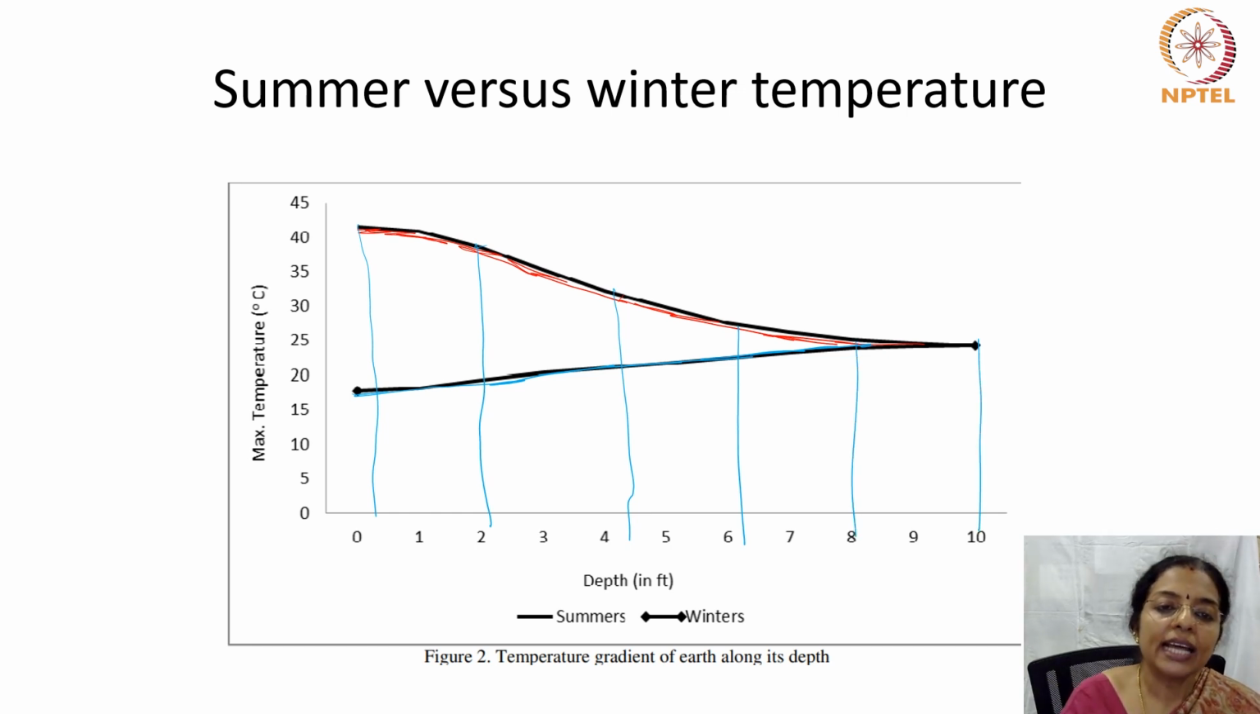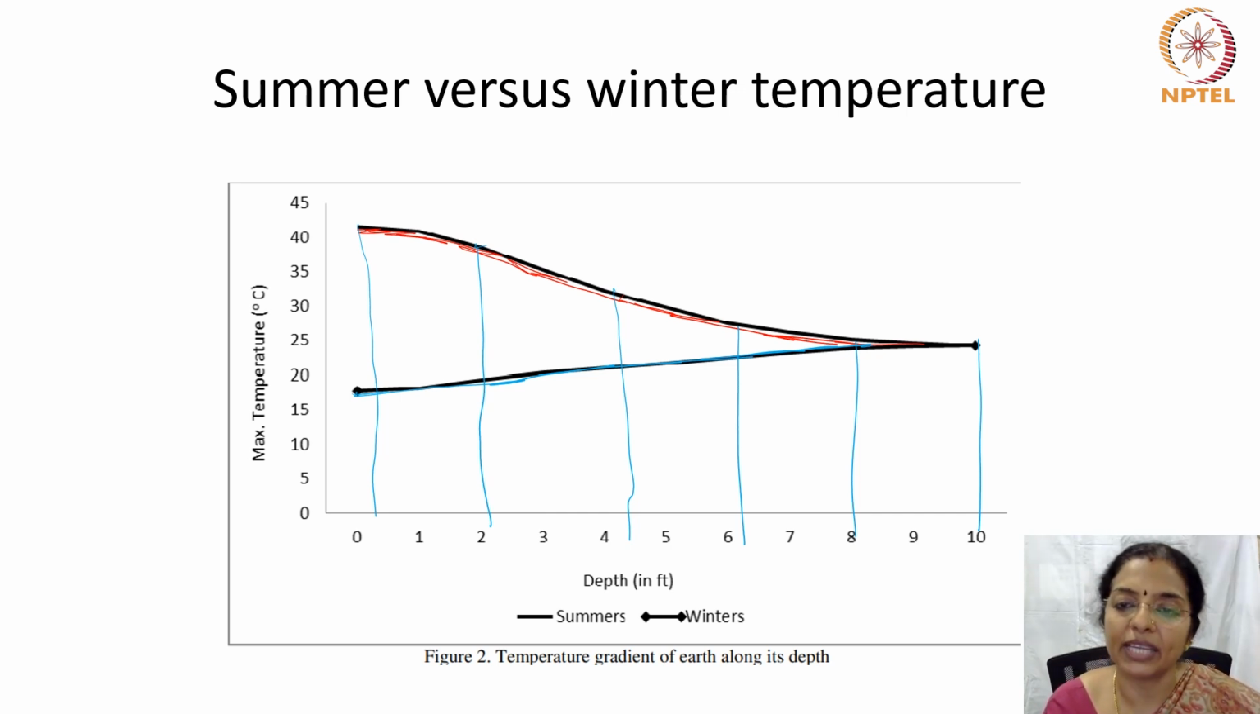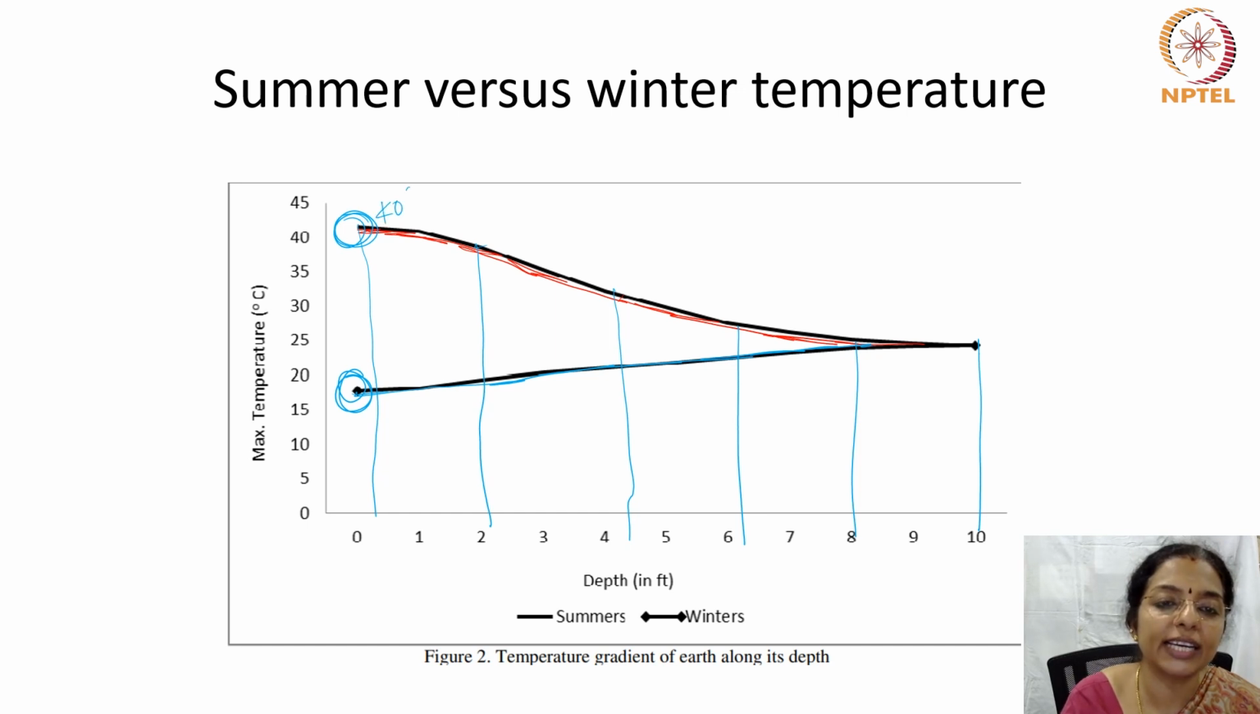And they found that as the thermocouple went towards 10 feet, that is, as the soil depth increases, the temperature of the soil moves closer to the average temperature of that place. And in this experiment, you can see that the ambient temperature of the earth on the surface during summer is about 40 degrees centigrade, and it is 17 degrees centigrade during winter.